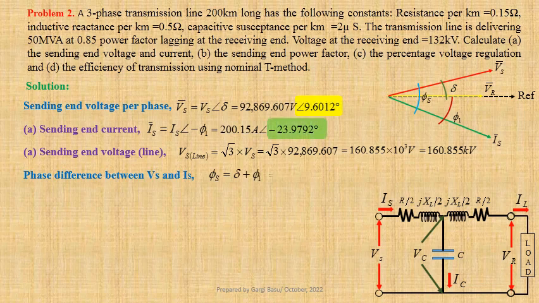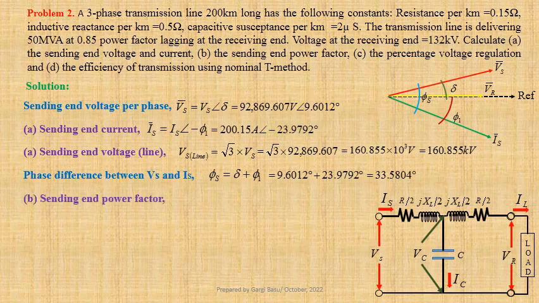Phase difference between Vs and Is, phi s equals to delta plus phi 1. Using values we get 9.6012 degree plus 23.9792 degree. That gives us 33.5804 degree. Sending end power factor cos phi s equals to cos of 33.5804 degree. That gives us 0.8331 lagging.